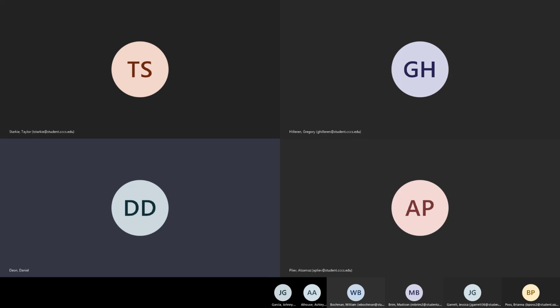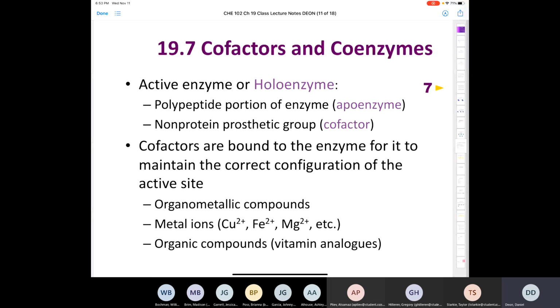All right. Well, here we go. So this is section 19.7. I don't know why I had 16 on the brain, but this is chapter 19.7, cofactors and coenzymes. And this goes back literally to the first slide that we looked at this evening. I mentioned cofactors and coenzymes.